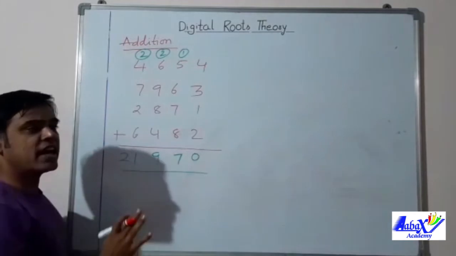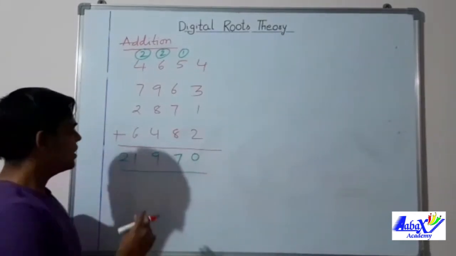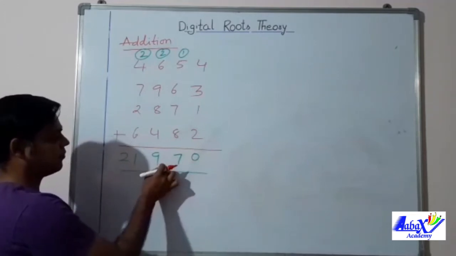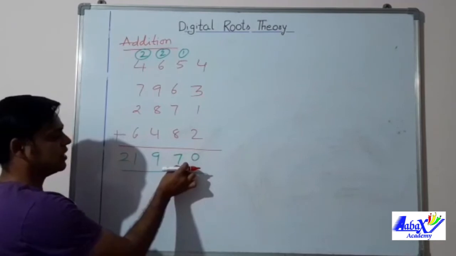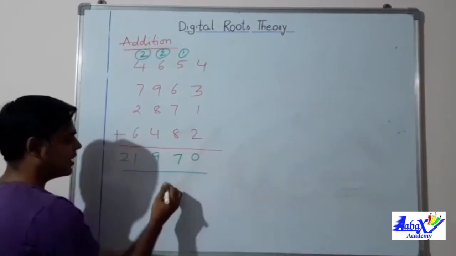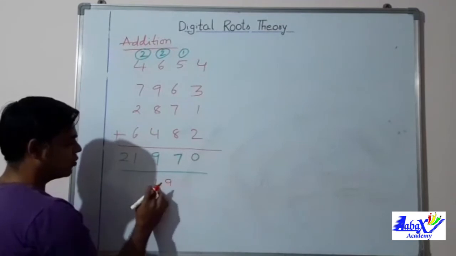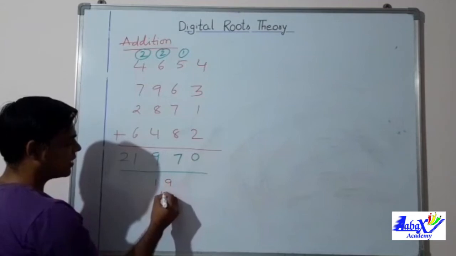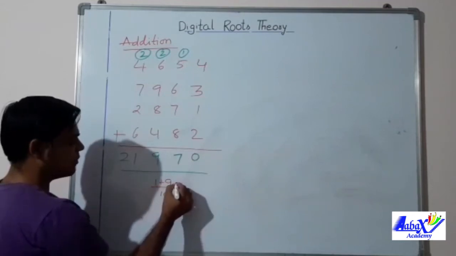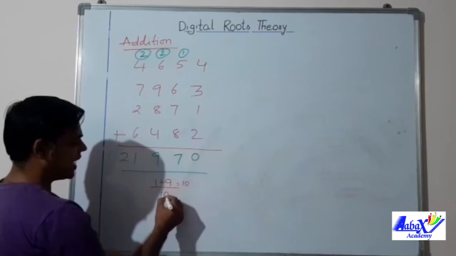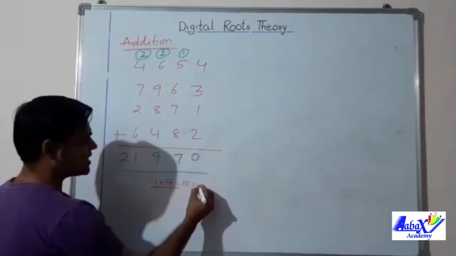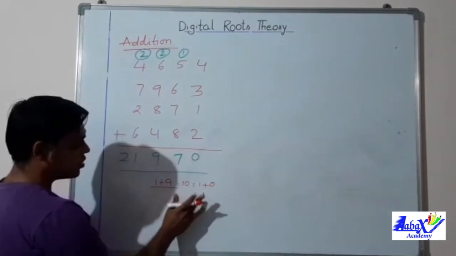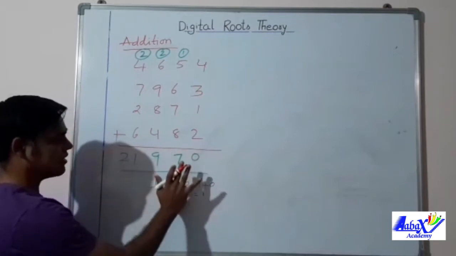Digital root of this. Use the cancel out method if you learned it. Otherwise, add these natural numbers. 2 plus 1, 3. 3 plus 9, 12. 12 plus 7, 19. 19 plus 0, 19. We got 19. Then what do we have to do? 1 plus 9 makes 10. So again, split: 1 plus 0, that is nothing but 1. So 1 is the digital root of this 21970.